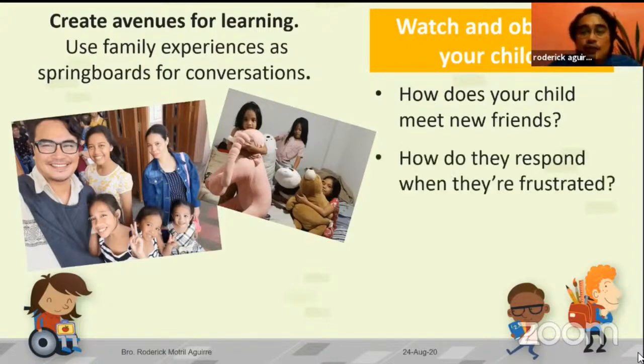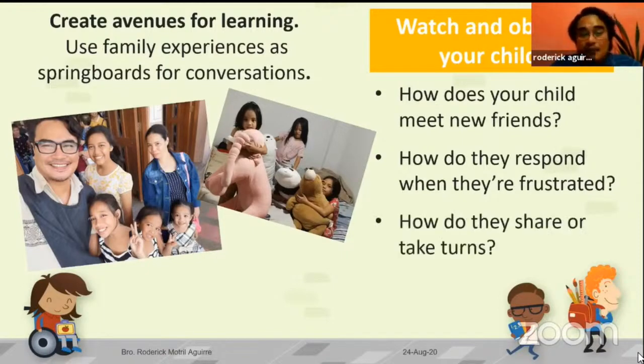Okay? Next, how do they respond when they're frustrated? Pag sila ba ay may hindi nagawa, umiiyak ba sila? So it's an opportunity for us to talk to them. Pag umiiyak ang bata, very sad, and so on and so forth. Minsan ginagamit na nga lang, susumbong kita kay uncle.